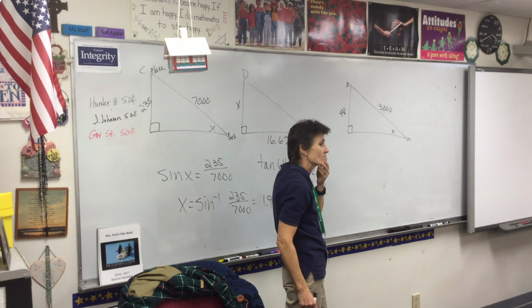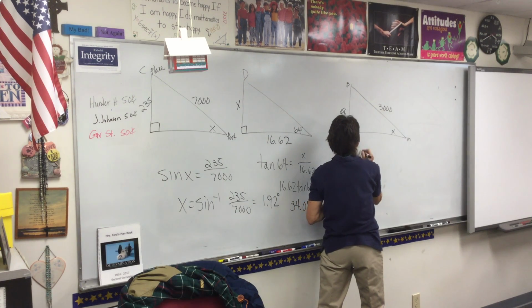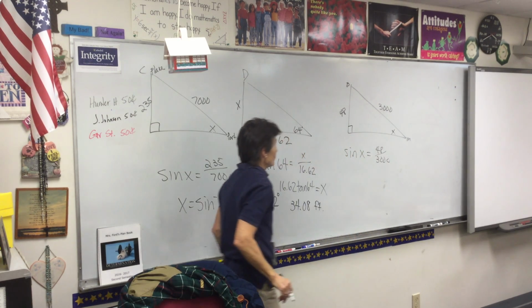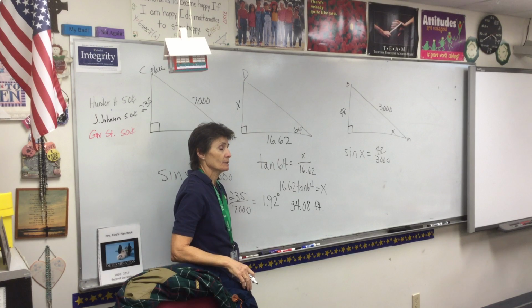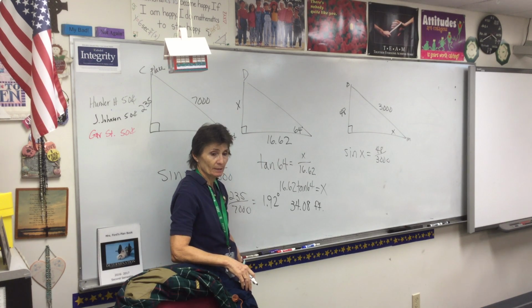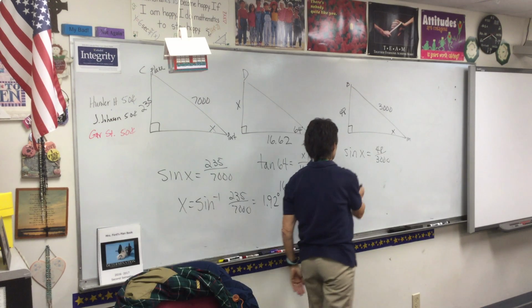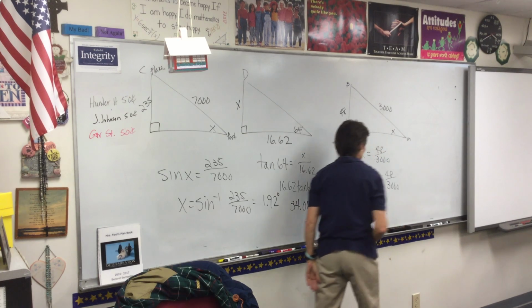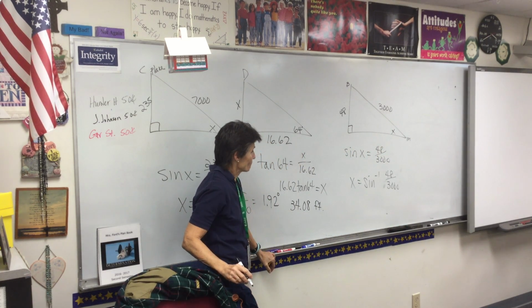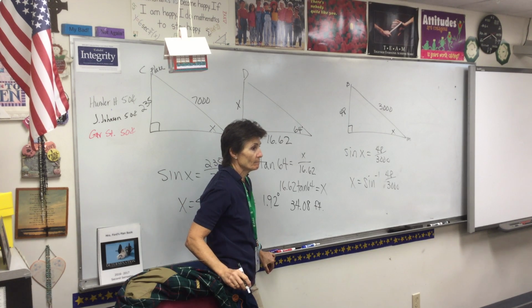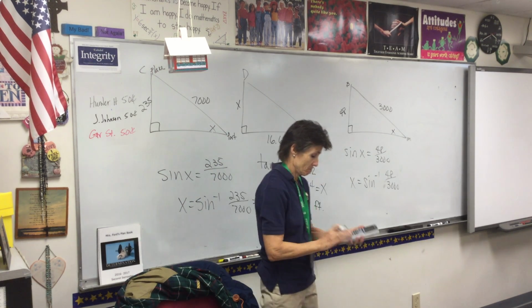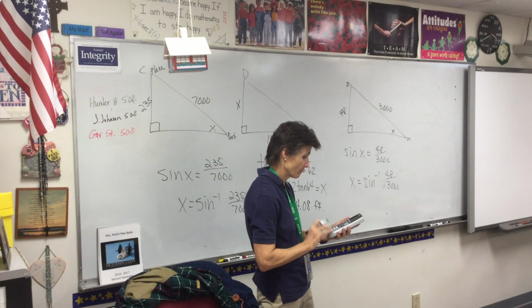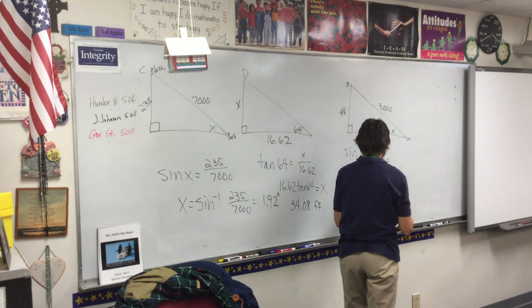Sine, cosine, or tangent? Sine. So sine equals opposite over hypotenuse. How am I going to type that in on my calculator? Second sine. Right? And my answer is, oh gosh, did you get 5.92?